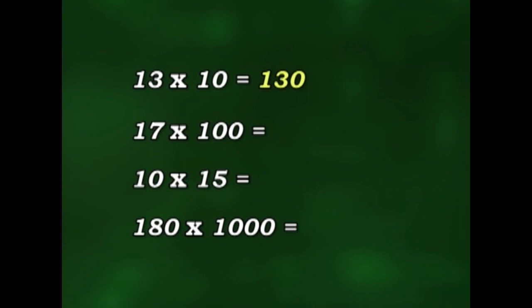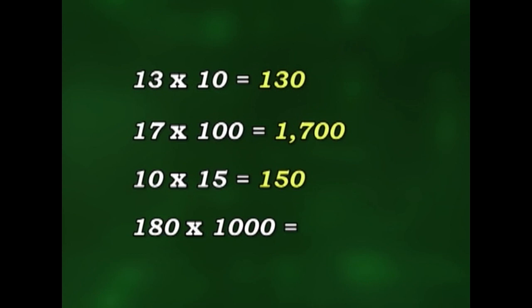17 times 100, so we add 2 zeros, so 17 becomes 1700, which is the same as 1,700. 10 times 15? Well, that was a bit sneakier, but we add a 0 to the 15 and we get 150.